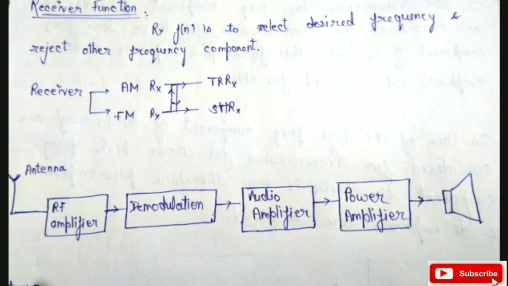First of all, we will discuss tuned radio receiver. Block diagram of tuned radio receiver is shown in the figure, in which first of all antenna, then RF amplifier, then demodulation, then audio amplifier, then power amplifier and then speaker. Now we will discuss each term in detail.